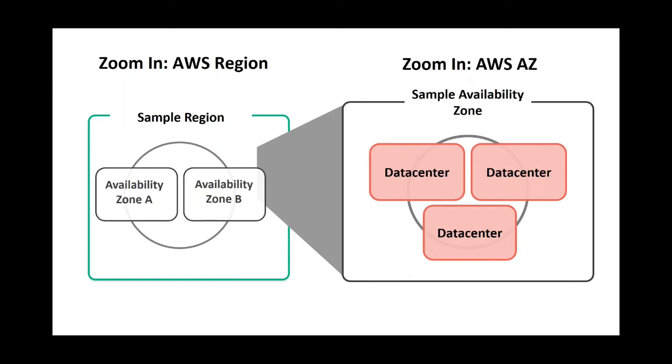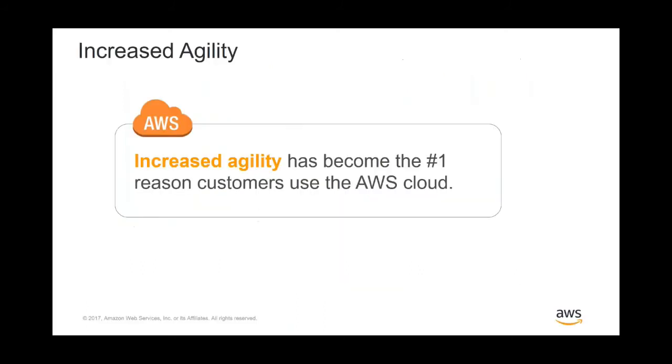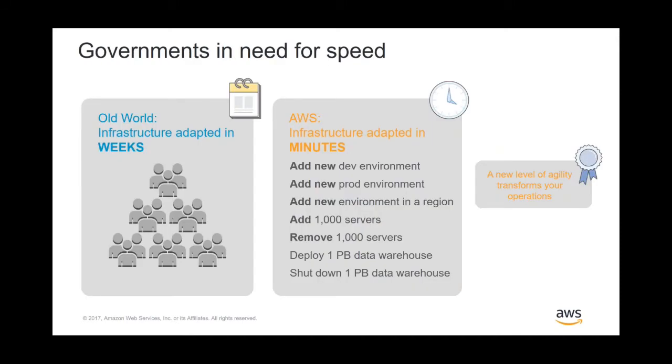Now, one reason, in fact the number one reason, why customers choose the AWS Cloud is agility, the ability to respond to their market needs or their customers' needs. How does it help? For example, governments used to take weeks, sometimes even months, to procure any infrastructure that you would want.